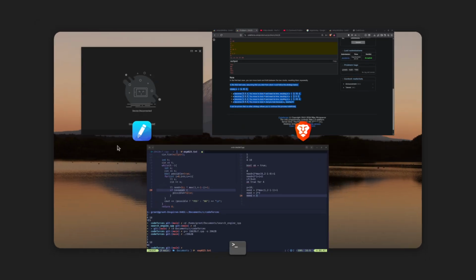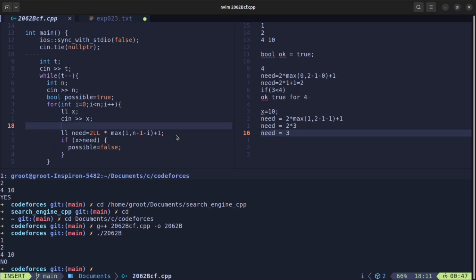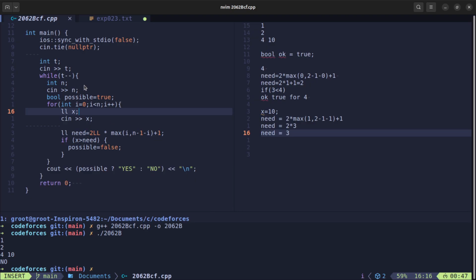So how are we going to solve it? I have already written the code, as you can see. Let's understand what's happening. There are n clocks. We have assigned a bool possible as true, if the clock can stay infinitely non-zero. For that we declare x, where we take the clock's current time, then we declare need, to multiply 2 with max of i and n minus 1 minus i, plus 1.